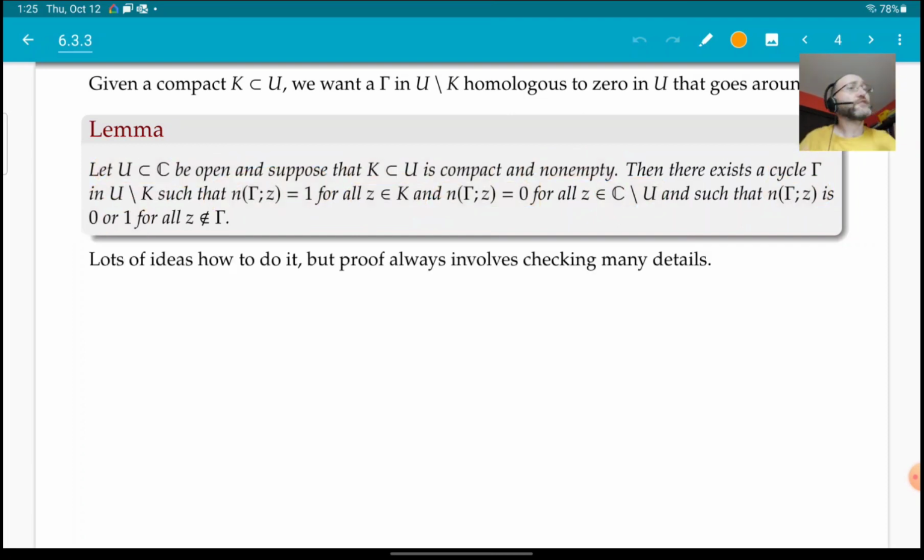All right, now there are lots of ideas of how to prove this, and the standard idea is to put a grid over the complex plane, and then go around little squares, putting those little squares into the sides of the squares and building the gamma out of that. But any way you do it, there's always a bunch of nitty-gritty details that you have to check. This is really why we haven't done it yet.